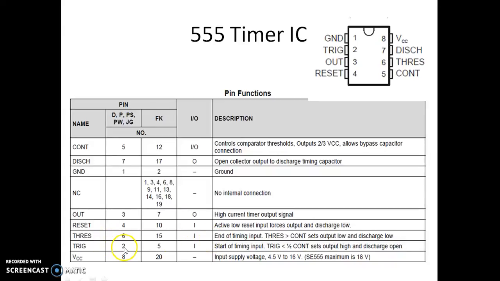Pin number 2 is the trigger, so it is the starting of the timing. So when to start the timer, it is given to pin number 2. When the trigger is less than half of the control, because we know that VTH and VTL are exactly half to each other, it sets the output voltage high and discharge is open. What do you mean by discharge open?